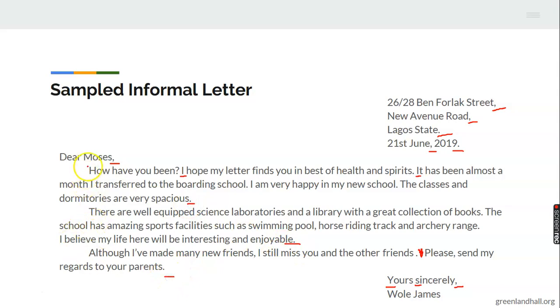Another thing, the paragraphs are well indented. Can you see? They are well indented. So these are the important things you need to watch out for you to have a well written informal letter.